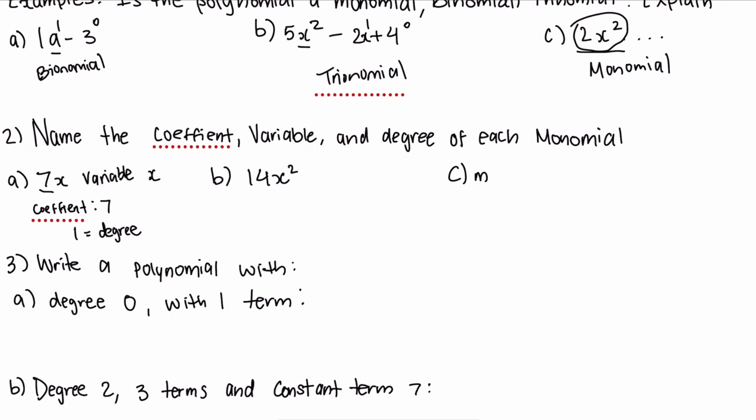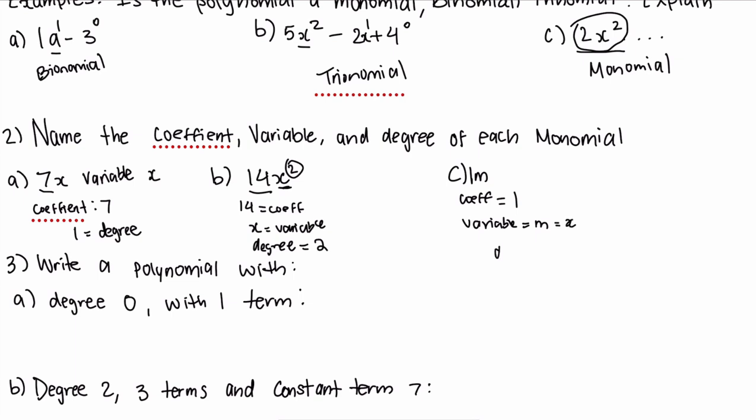So 14, again, our coefficient is going to be 14. And then our variable is going to be x. And our degree, so the highest number, is going to be this 2. Now for this one, our coefficient is just going to be 1. Our variable can also just be m, which is also like x, but just different. And then the degree is simply 1, because this is m to the power of 1.